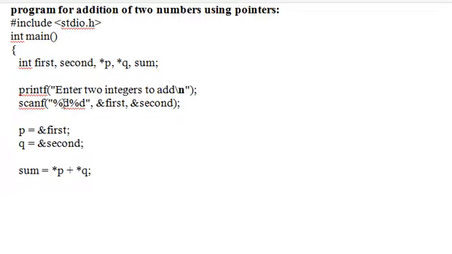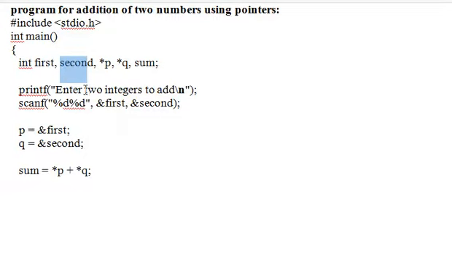Okay. Next, printf enter integers to add. So we have to enter two numbers for doing the addition operation. To read the two values, we are writing the scanf function as usual. Both are integer data type, so %d, and the first value will be stored at the address of first. The second value will be stored at the address of second. So the first value is stored in variable first, and the second value is stored in variable second.